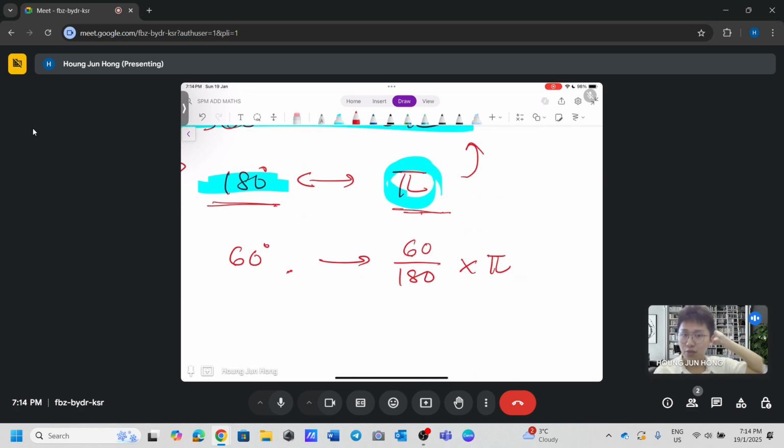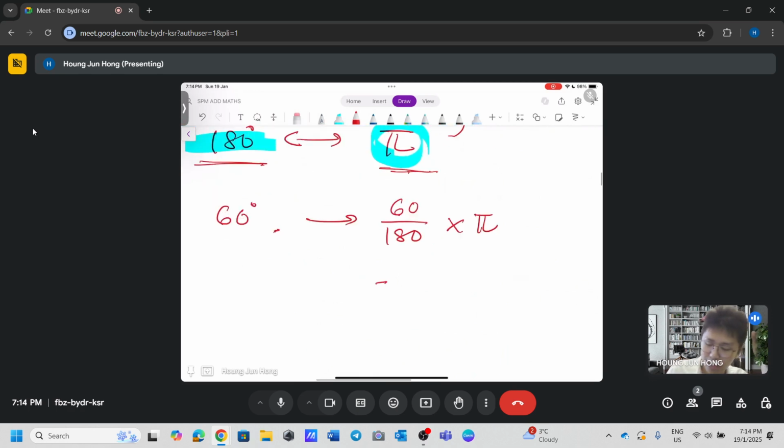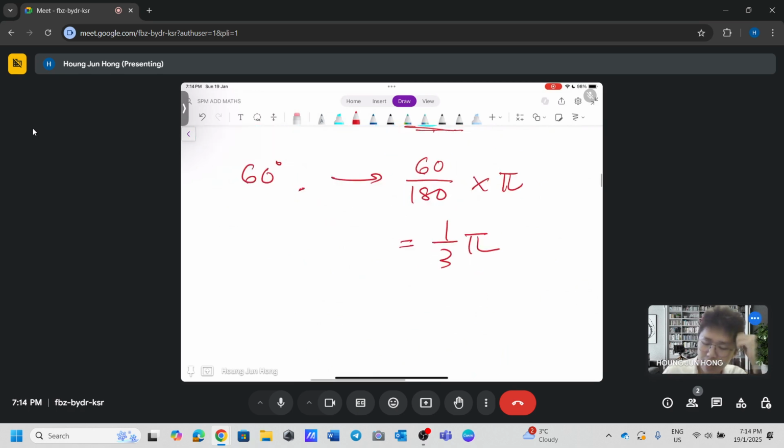I hope this makes sense over here. Essentially just try to find the ratio between 180 and 60. Then you get 1/3, 1/3 pi. That's the idea over here. Very simple.